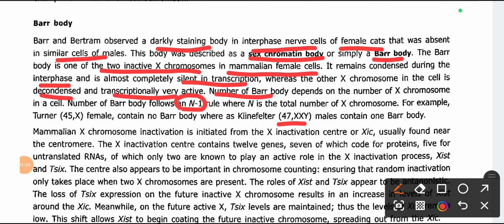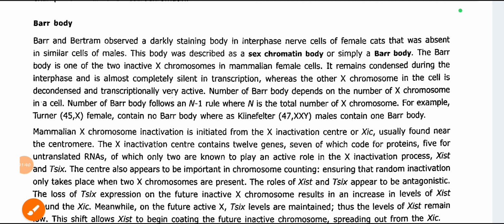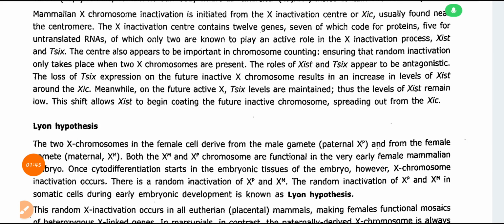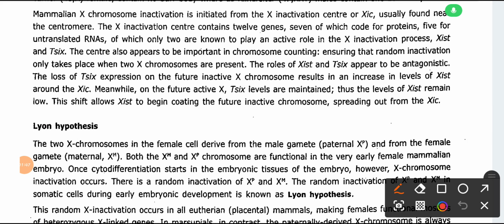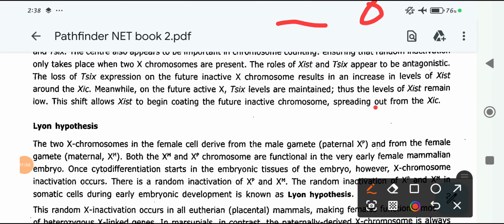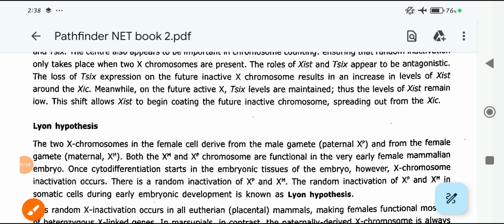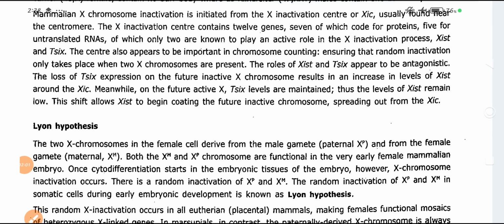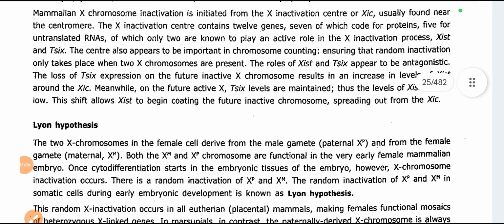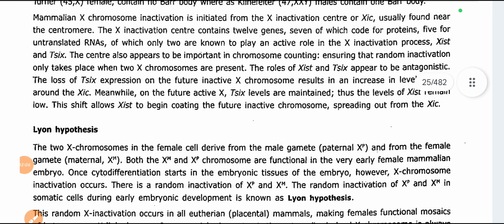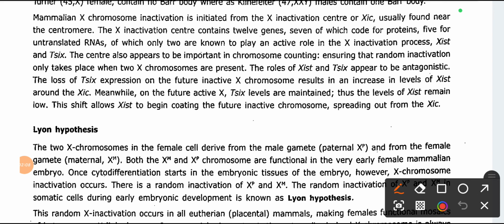Next is mammalian X chromosome inactivation. It is initiated from the X inactivation center, or XIC. This is where it is initiated: in the region XIC, which is usually found near the centromere.